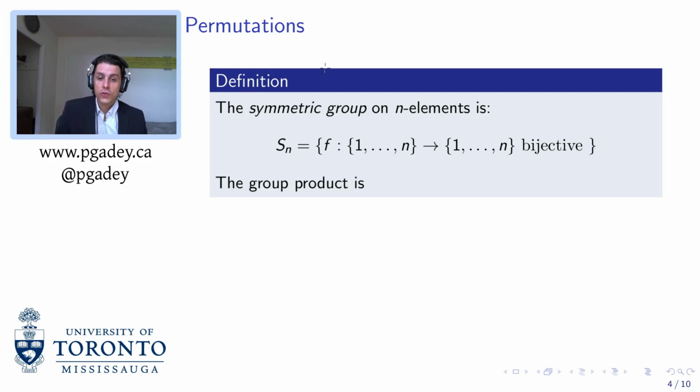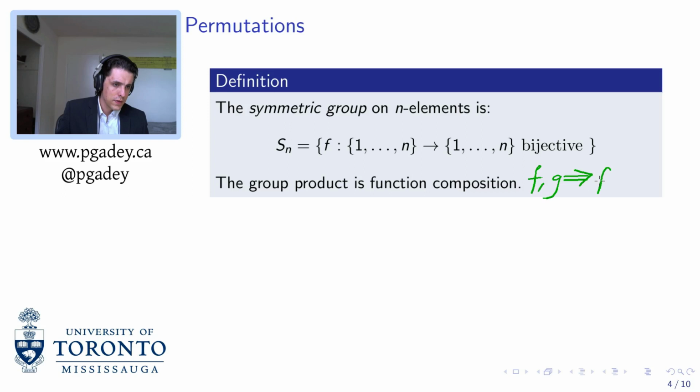So the group product in this, take a moment, what would that be? We've got functions, they're bijections. If we multiply them, how should we multiply bijections? Well, we should compose them. If we've got 2 bijections, their composition is also going to be a bijection.